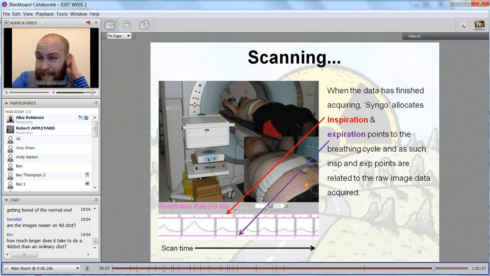I'm not sure if anyone can answer Ben's question there. Being pre-treatment, I stayed on the kilovoltage on the CT scanner, so I'm not actually sure how much longer a 4D CBCT takes in comparison to a CBCT.